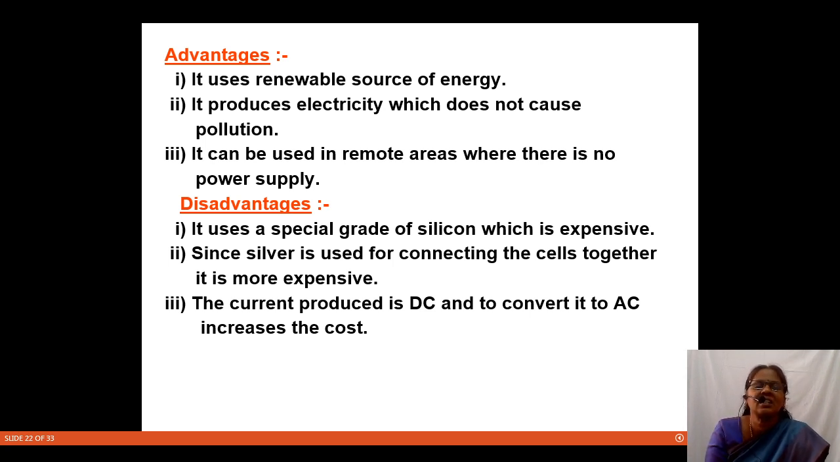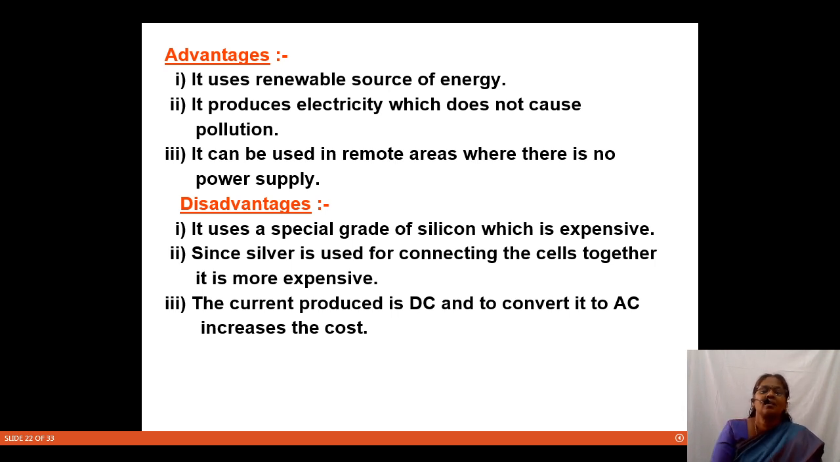Now, the advantages and disadvantages of the solar cell. Advantages: it uses a renewable source of energy, the sun. It produces electricity which does not cause pollution. No pollution here; where is the pollution? Nowhere. Sun energy, heat energy, is converted to electrical energy, that's all. It can be used in remote areas where there is no power supply.